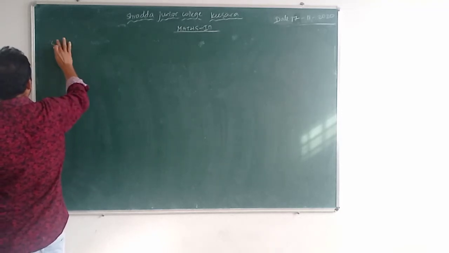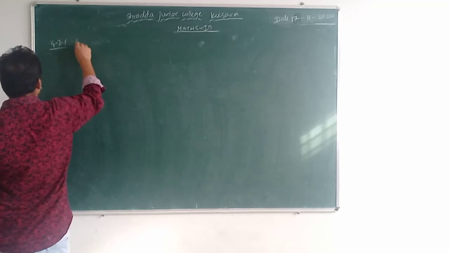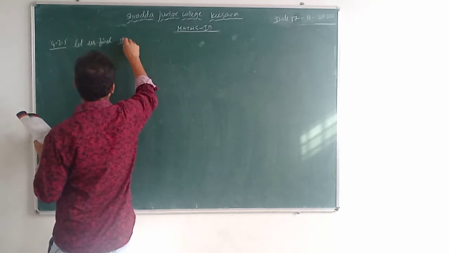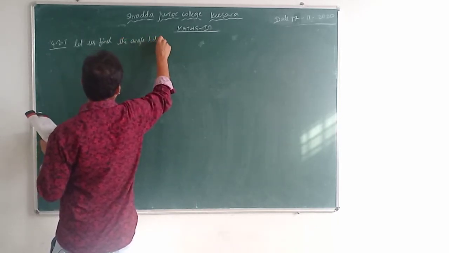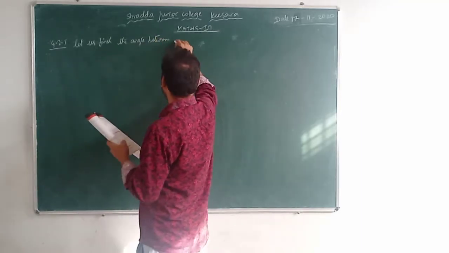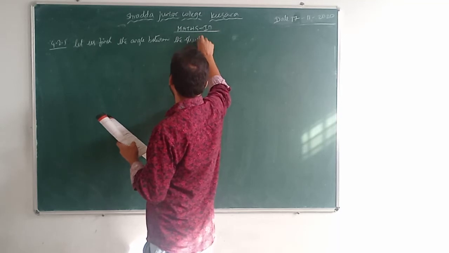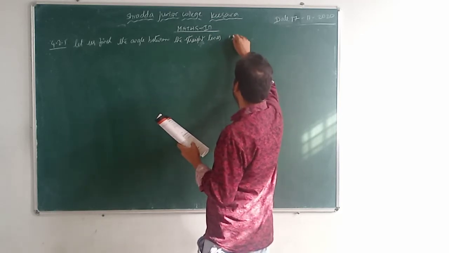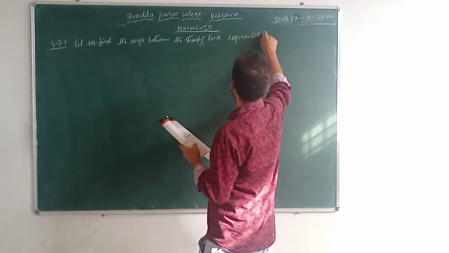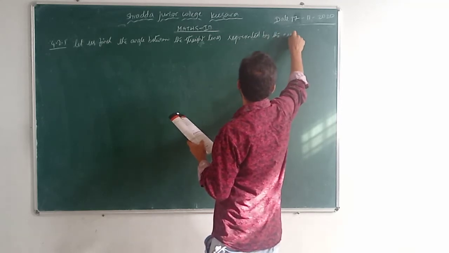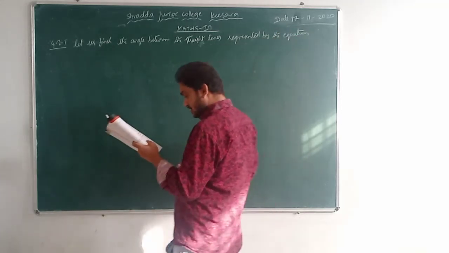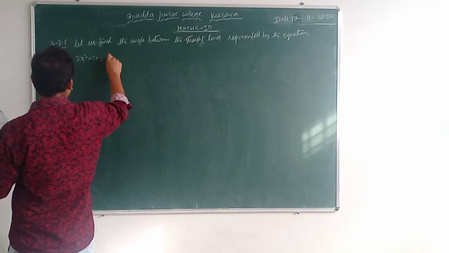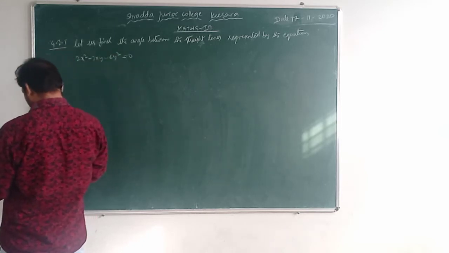See the example problem, that is 4.2.1. Let us find the angle between the straight lines represented by the equation 2x square minus 3xy minus 6y square equals 0.